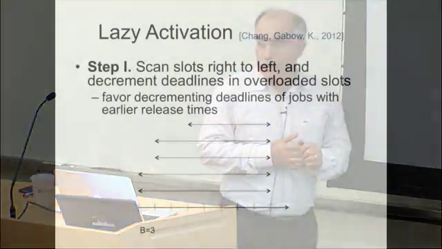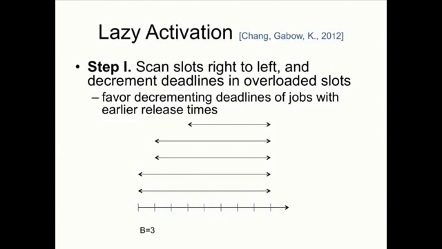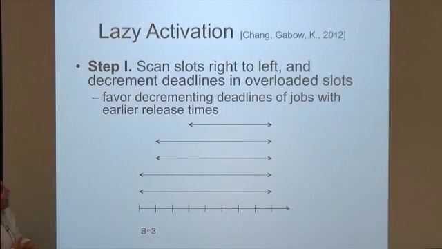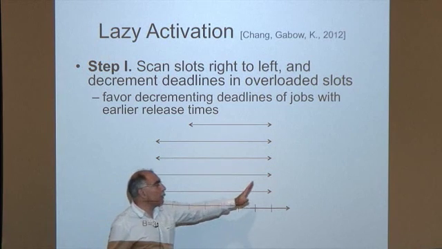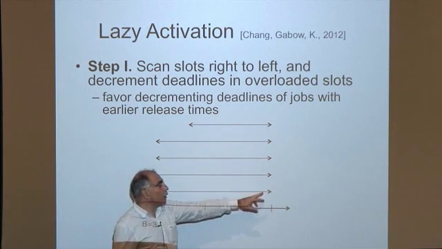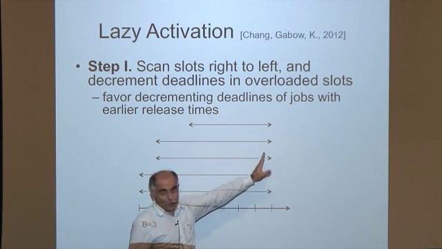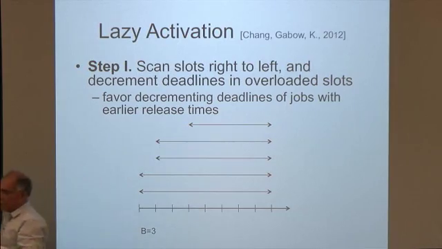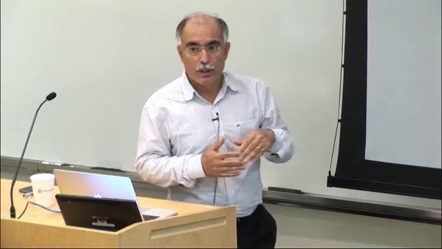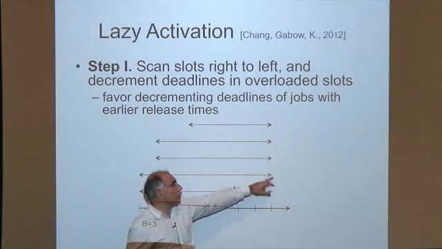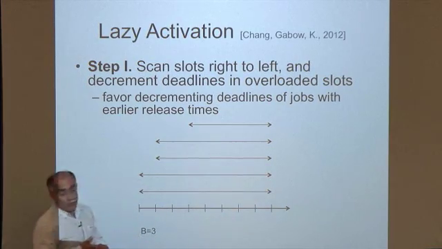In the pre-processing step, which I'm going to run before we start lazy activation, I'm going to look at all of the jobs and scan time right to left. I'm going to look at the last deadline, for example, and ask how many jobs have this common deadline. If at most B jobs have this common deadline, then we are not worried. In fact, that's the property we want to enforce: at every possible deadline value, there are at most B jobs with that deadline. So what do we do if we have more than B jobs with this deadline? In this example, B is 3, but we have 5 jobs with that deadline.